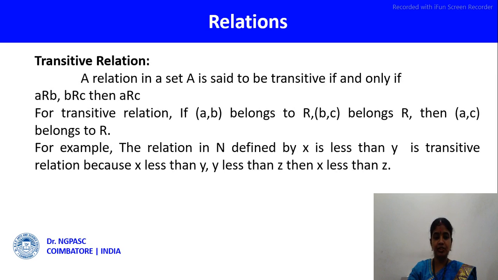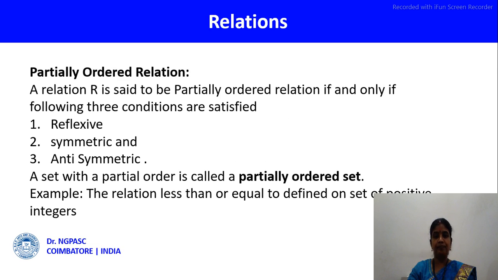Next, transitive relation. A relation is said to be transitive if and only if a related to b, b related to c, then a related to c. For example, in N, x is less than y is transitive, because x less than y less than z means x less than z.